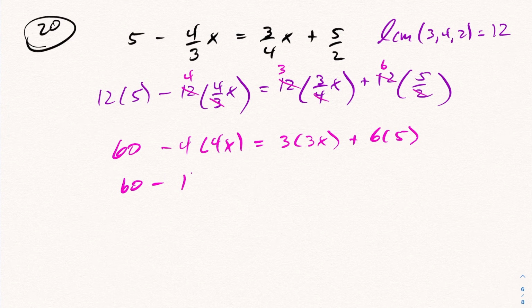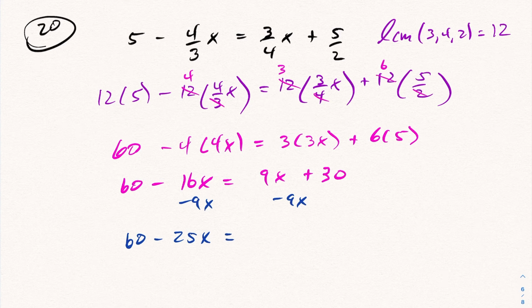And then 4 times 4 is 16. That becomes 9x plus 30. So now I want to solve for x here. And to solve for x here, I've got to get the x's to one side. So I'm going to subtract 9x on both sides, in which case we get 60 minus 25x equals 30.